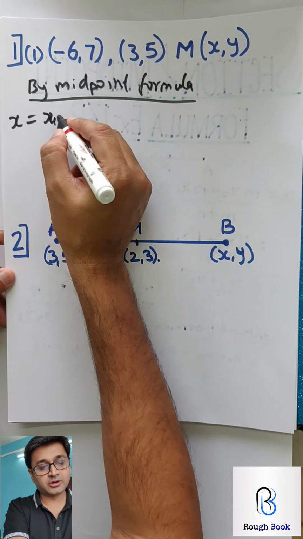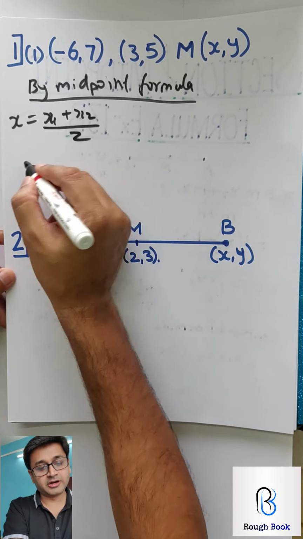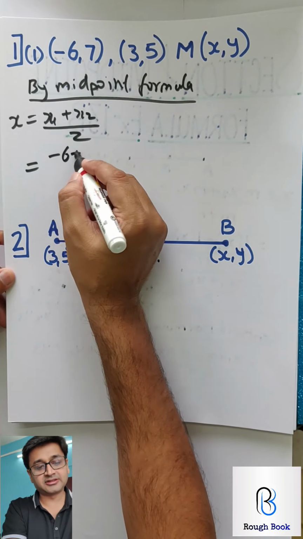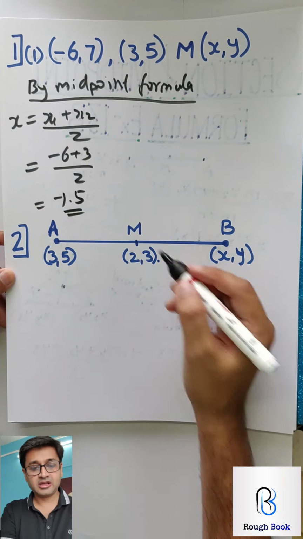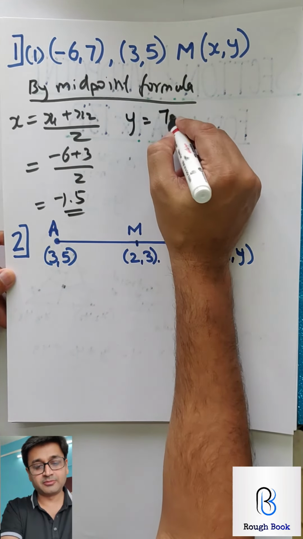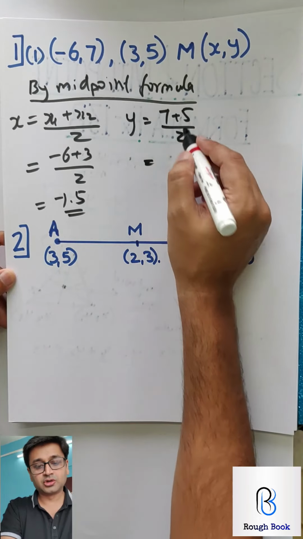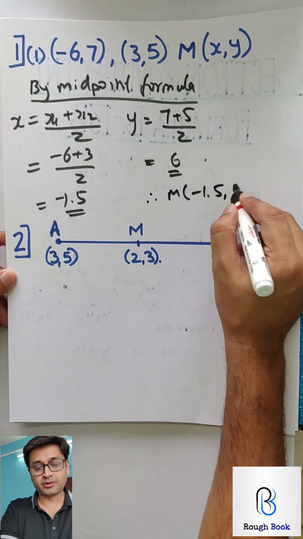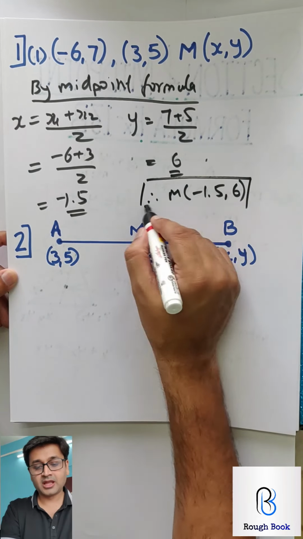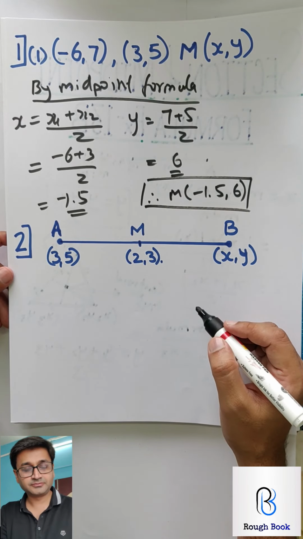So x is (x1 + x2) / 2. So (-6 + 3) / 2. So that should be -1.5. Likewise y will be (7 + 5) / 2. So 12 by 2, 6. So therefore my point m is (-1.5, 6). How many managed to get this correct?